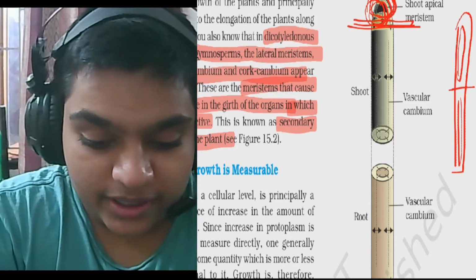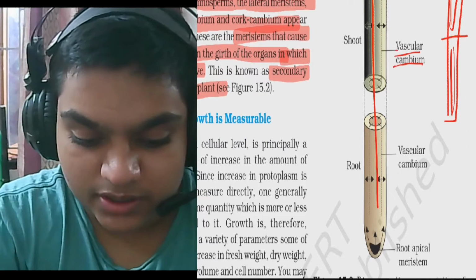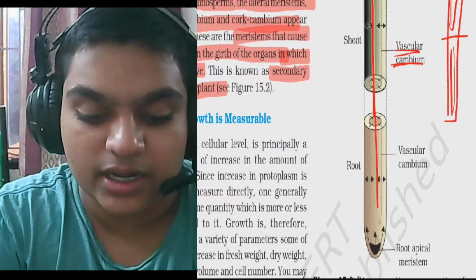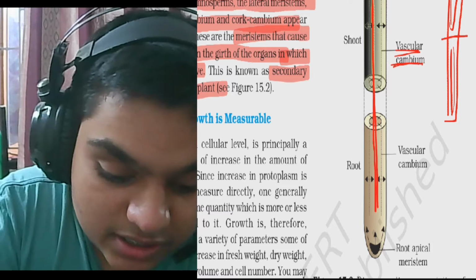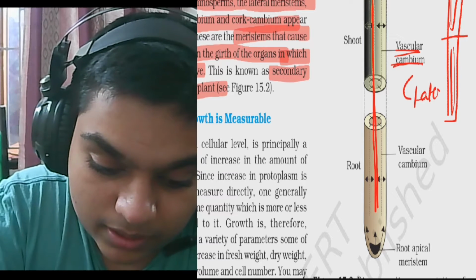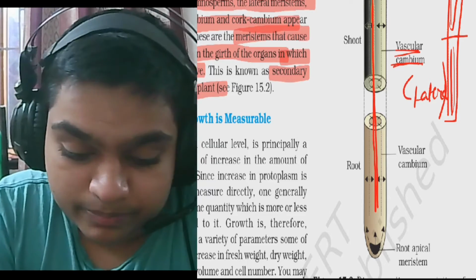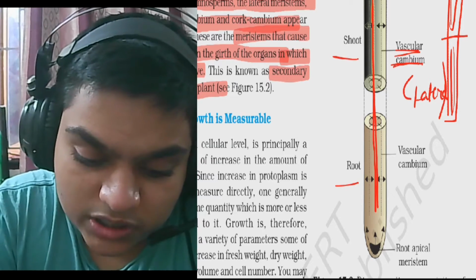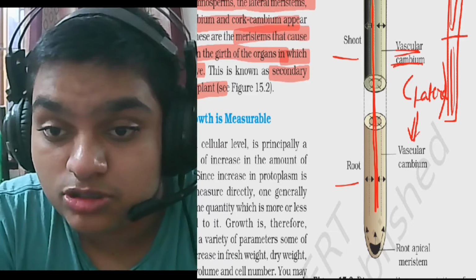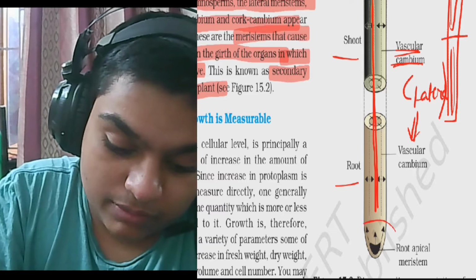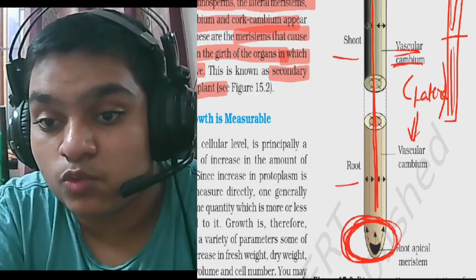Now the middle part, this is all the vascular cambium. And as I said, the lateral meristem is this vascular cambium. This is shoot, this is root. Vascular cambium is also present in the root, and here this is the extreme part of your root, and that is your root apical meristem.